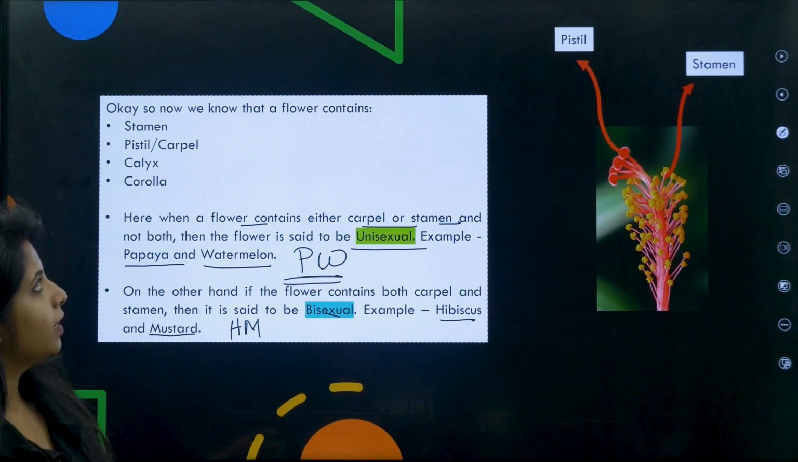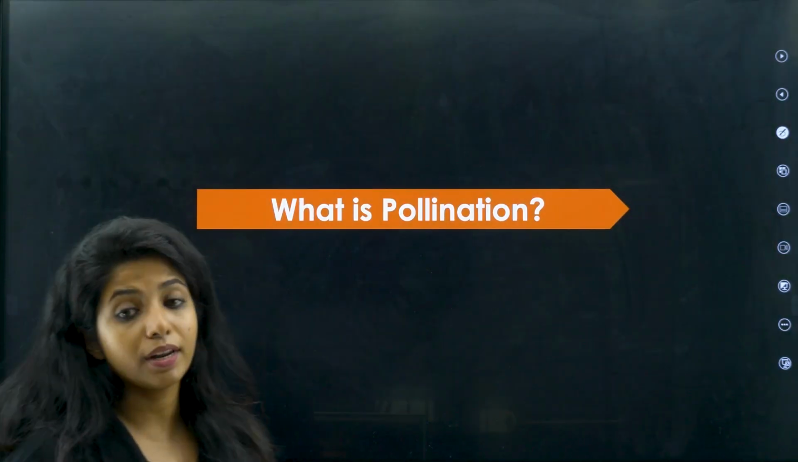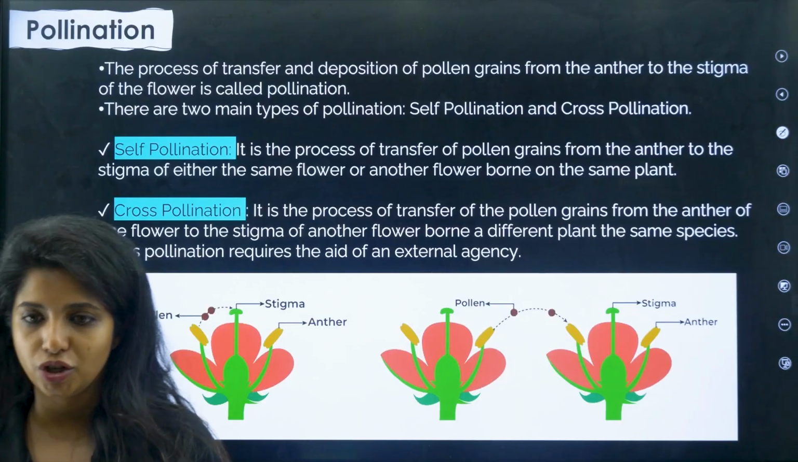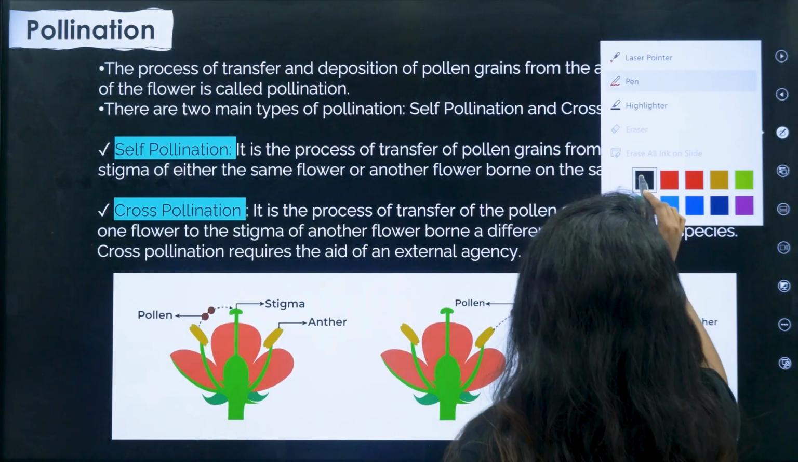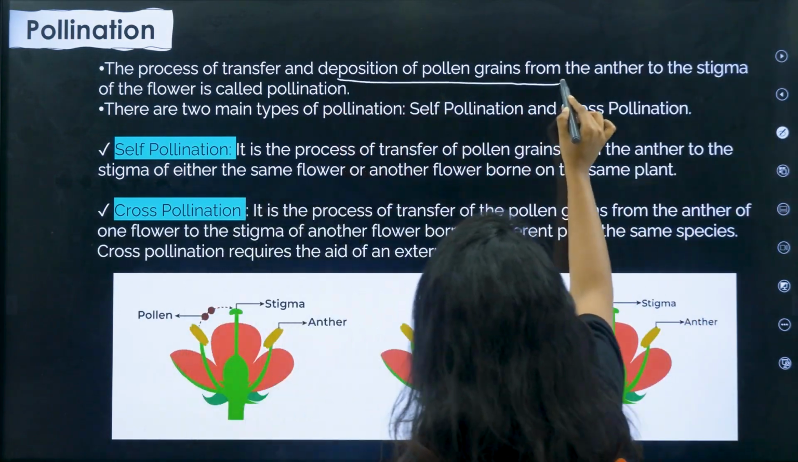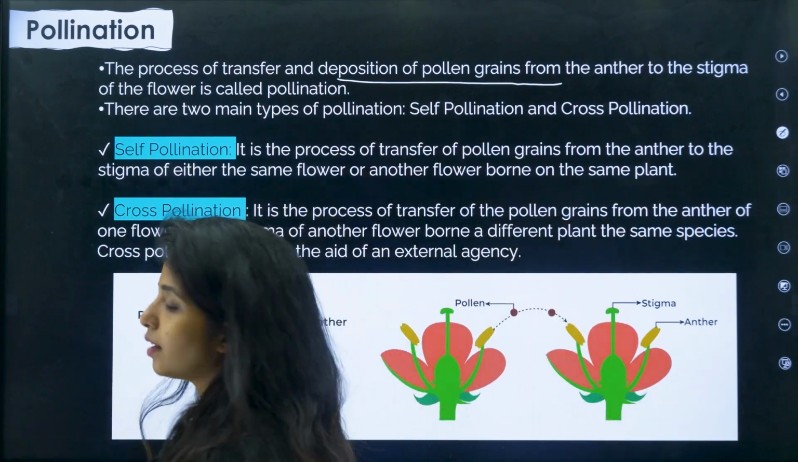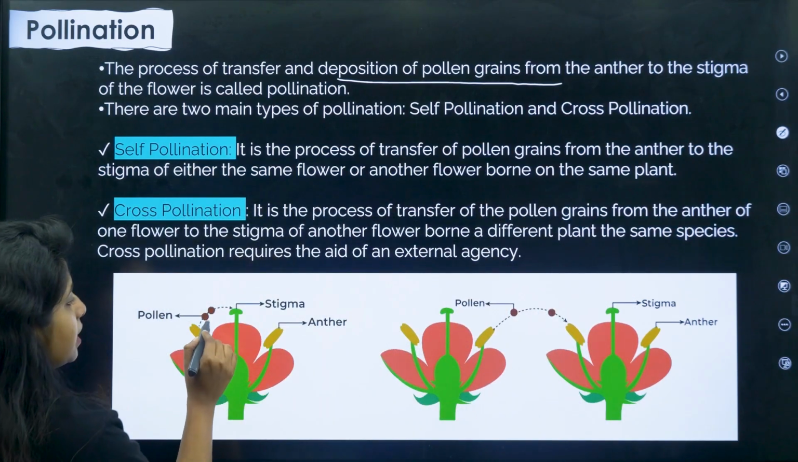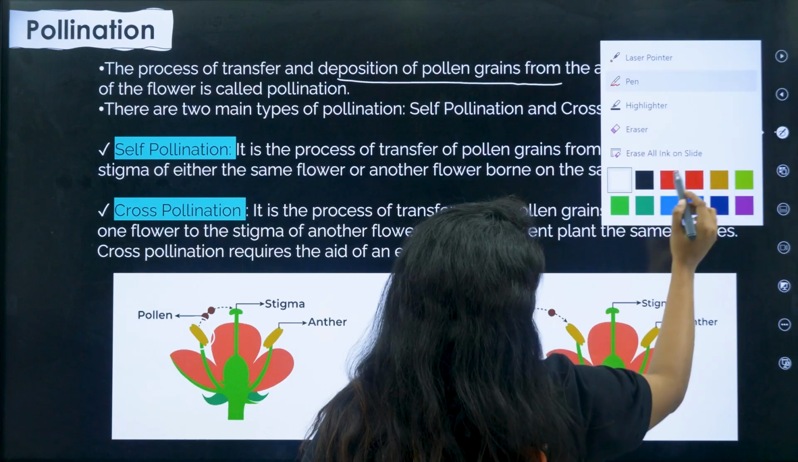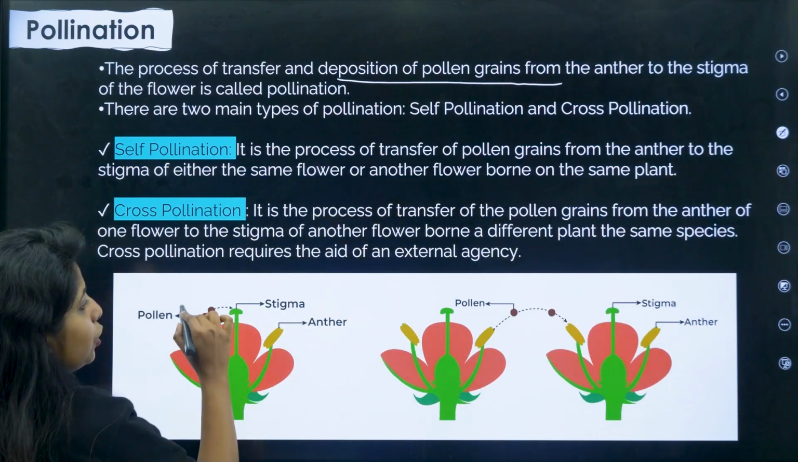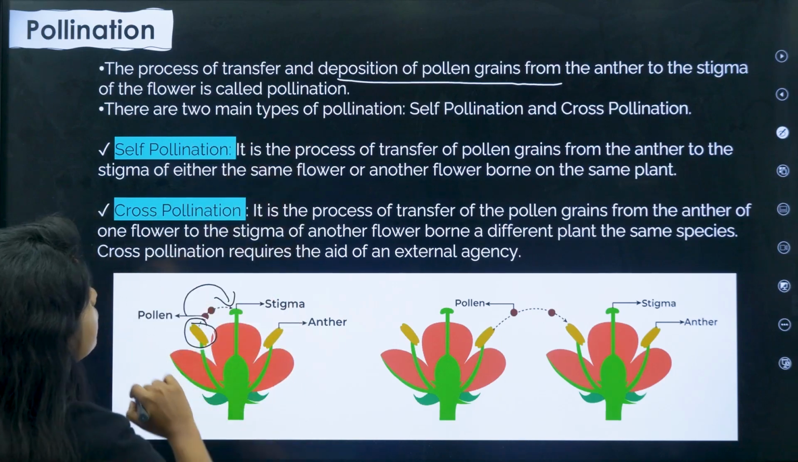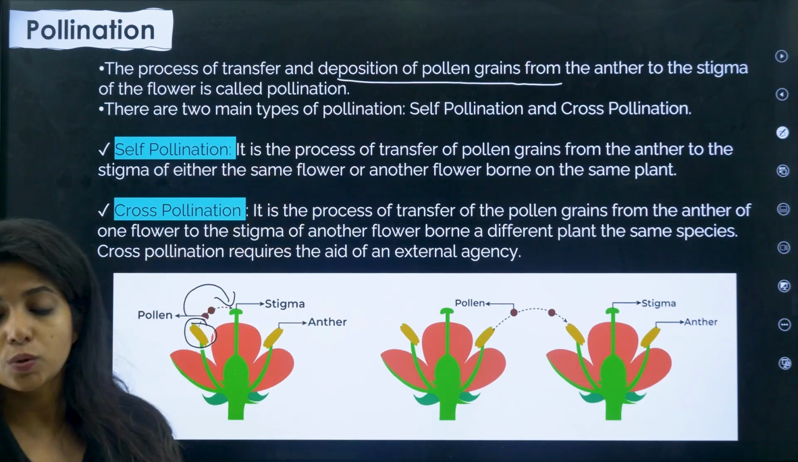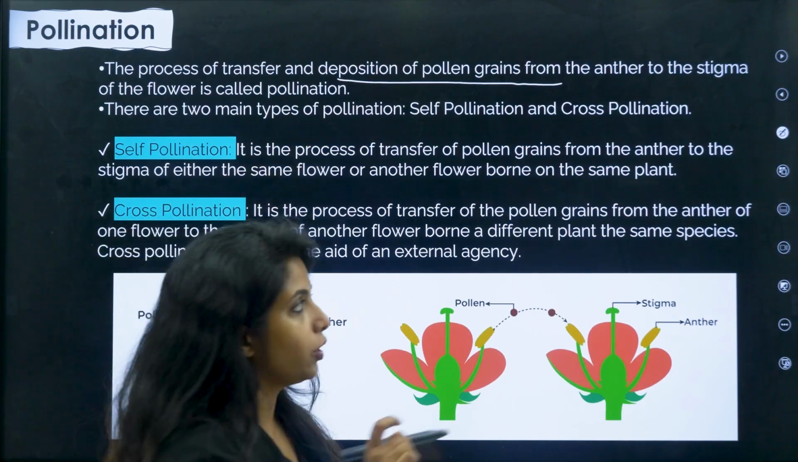Okay. Now that's all. Going ahead, what do you mean by pollination? The process of transfer and deposition of what, children? Pollen grains. From where? From the anther to the stigma, okay, is known as pollination. There are two main types of pollination. One is self and the other one is cross pollination.